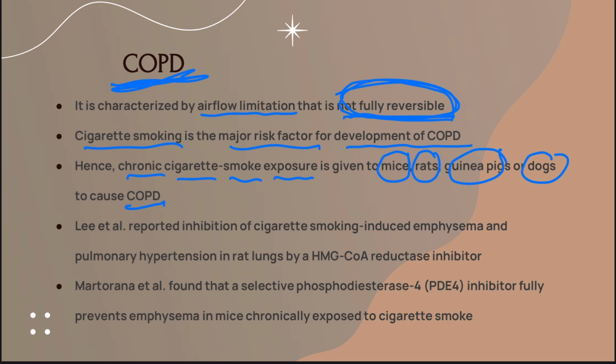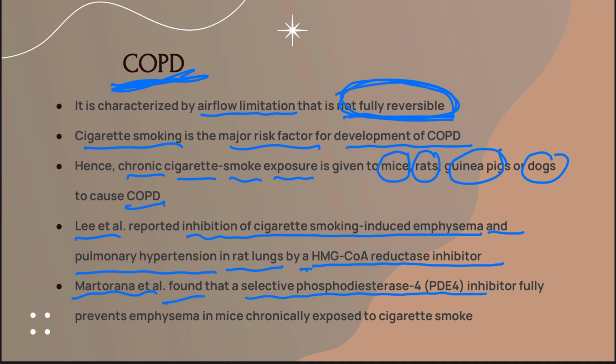And in one experiment which was performed by Lee et al., it reported that there was inhibition of the cigarette smoking induced emphysema and pulmonary hypertension in rat lungs by an HMG-CoA reductase inhibitor. And one more experiment which was done by Martorana et al. found that a selective phosphodiesterase 4 inhibitor fully prevents the emphysema in mice chronically exposed to the cigarette smoke.